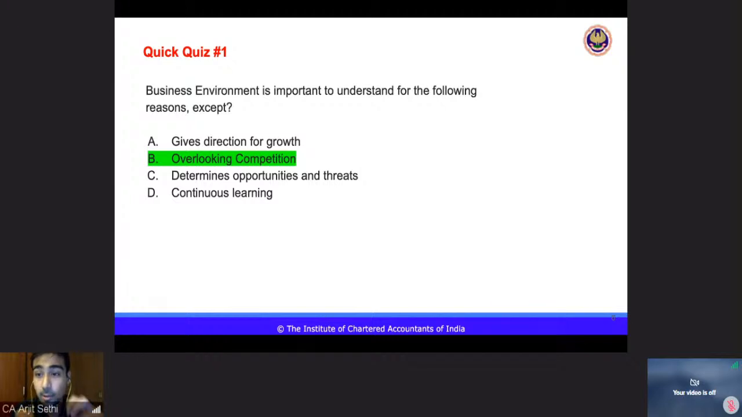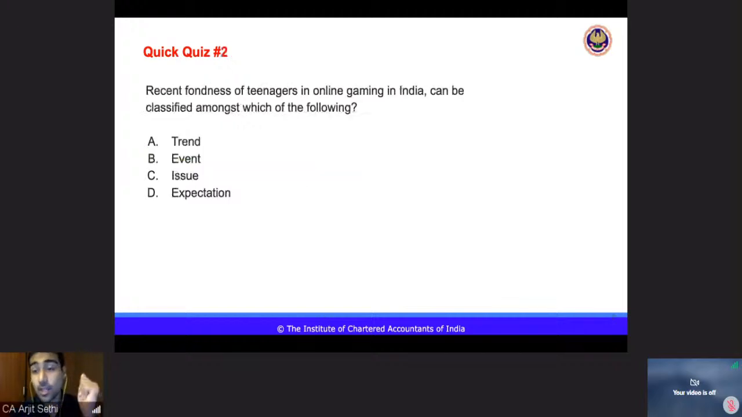Overlooking means ignoring. This is absolutely false because business environment is important to understand to give direction. It gives direction to growth. It determines opportunities and threats. It helps in continuous learning and it also helps in understanding business. It does not help in ignoring business. So that is why option B is false. Right? Okay, question number two.